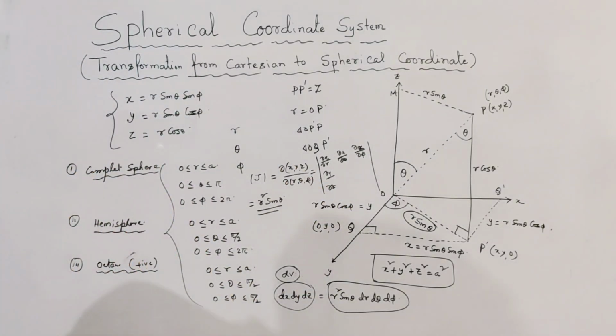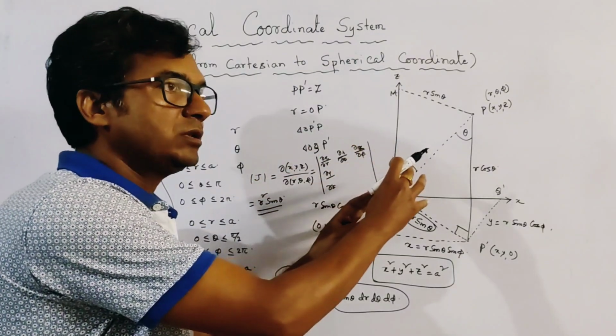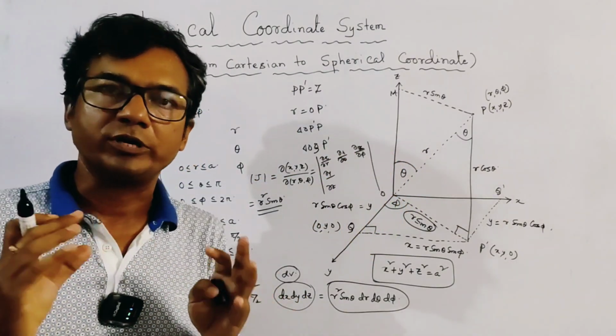This is the transformation from Cartesian to spherical coordinates, and this is the range for the different cases of the spherical coordinate system, and this is the actual method of the spherical coordinate system.